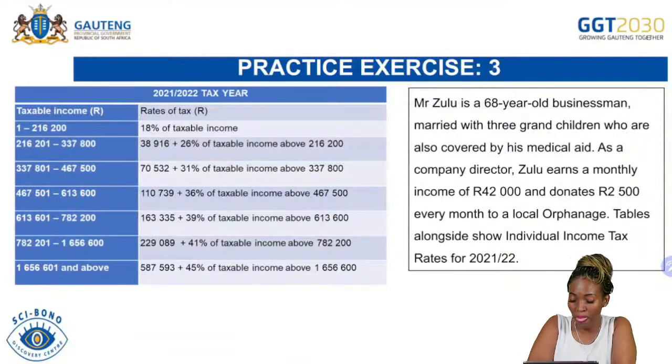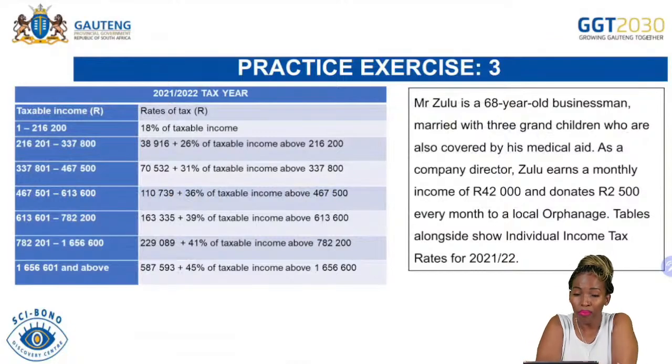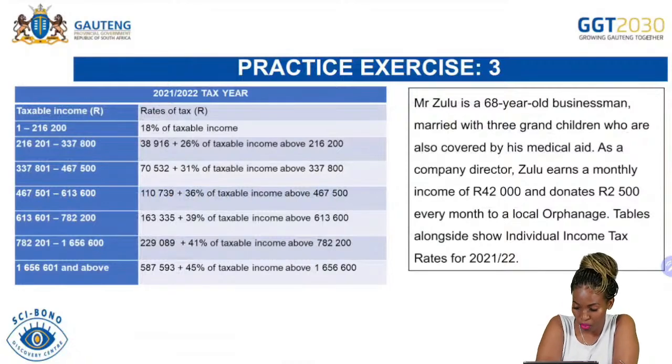Example number 3. Mr. Zulu is a 68-year-old businessman, married with 3 grandchildren who are also covered by his medical aid. As a company director, Zulu earns a monthly income of 42,000 and donates 2,500 every month to a local orphanage. The tables alongside show the individual tax income rates for 2021 and 2022.